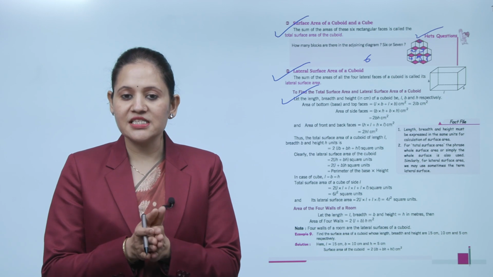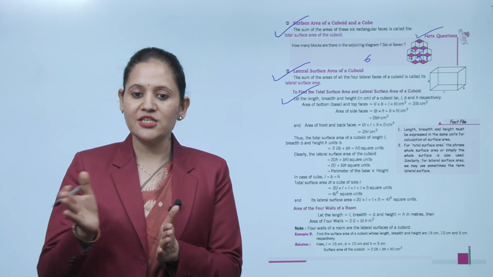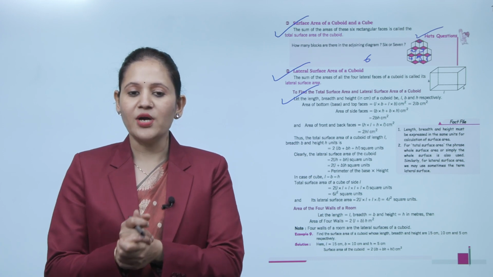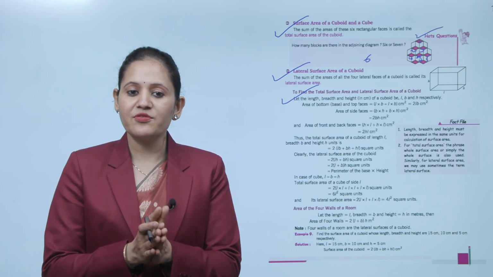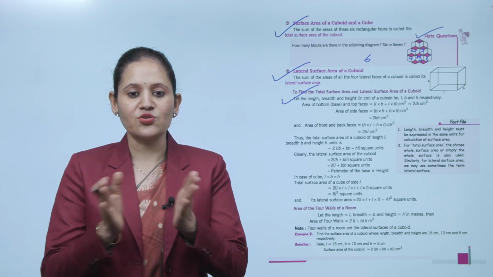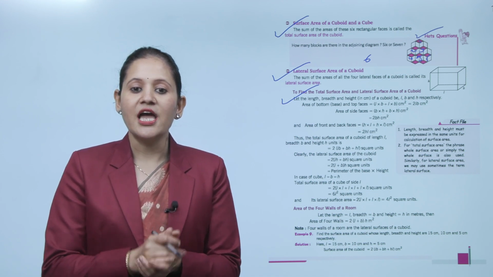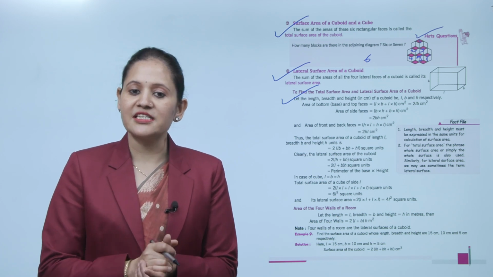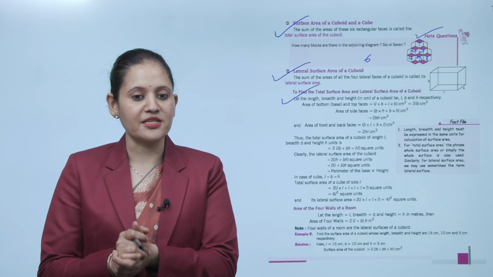Area of the side faces: B into H plus B into H centimeter square, that is equal to 2BH centimeter square. So the area of the front and back faces total will be H into L plus H into L centimeter square, that is equal to 2HL centimeter square.